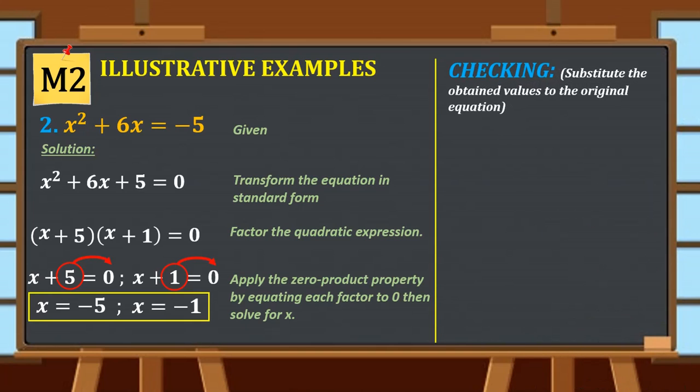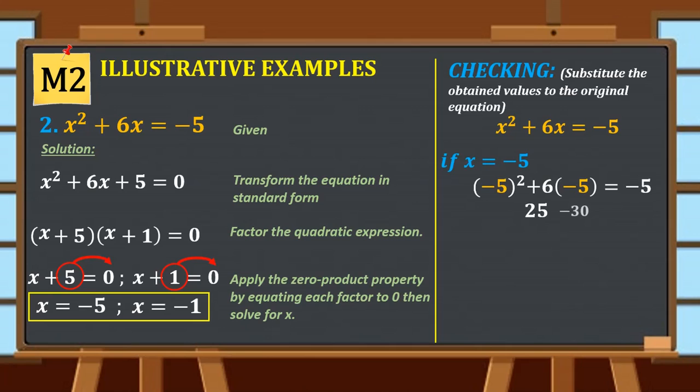Let us now check. So again, substitute the obtained values to the original equation. So the original equation is x squared plus 6x equals negative 5. So the first value is negative 5. So substitute negative 5 to the variable x. So negative 5 squared plus 6 times negative 5 equals negative 5. Negative 5 squared is 25. 6 times negative 5 is negative 30. Then equals negative 5. 25 minus 30 is negative 5. And negative 5 is equal to negative 5.